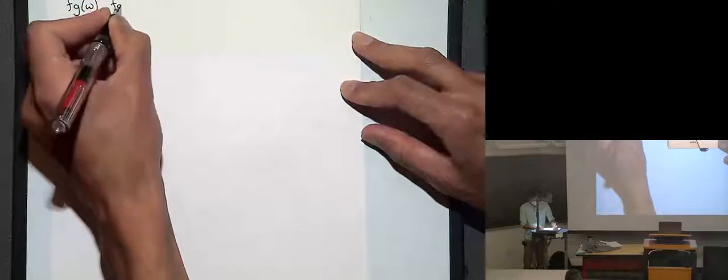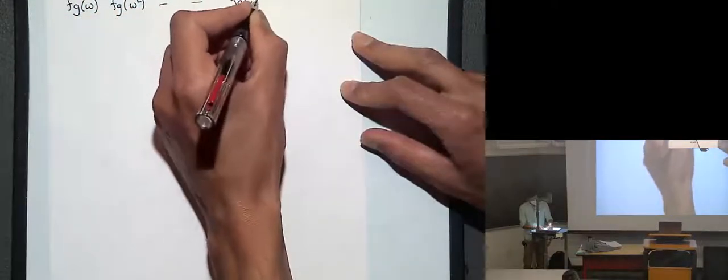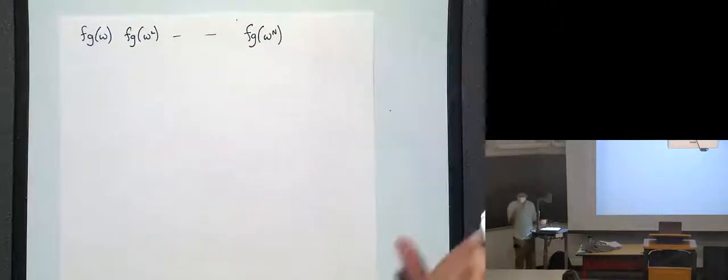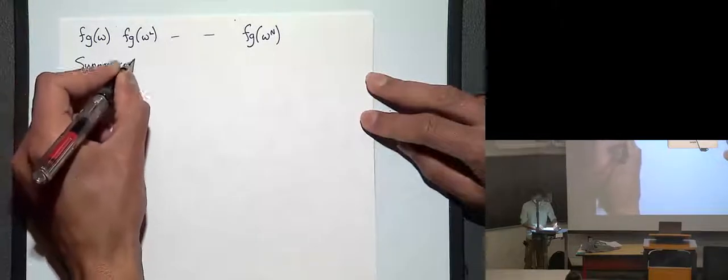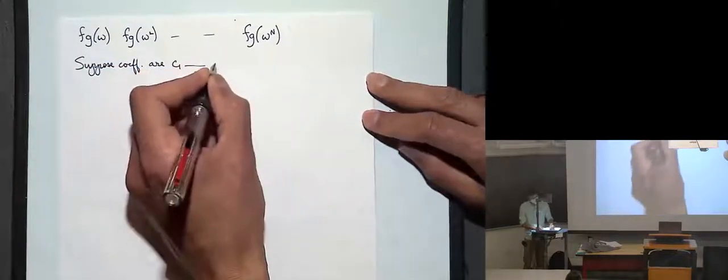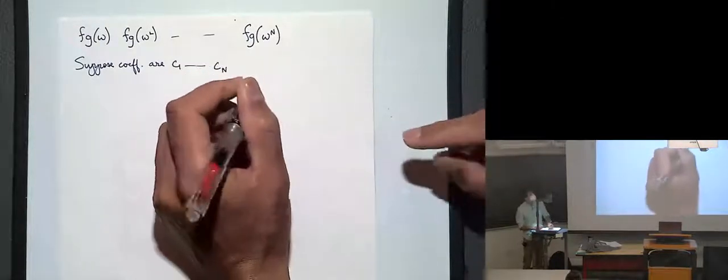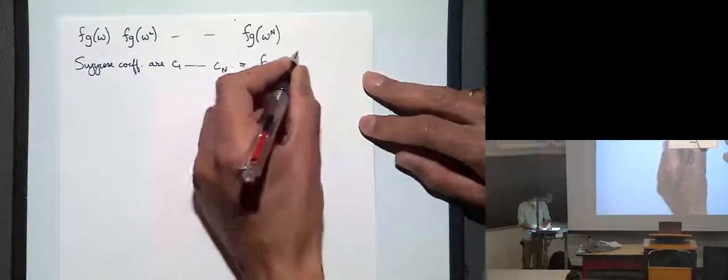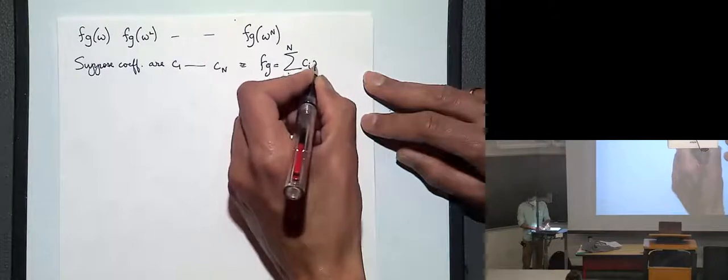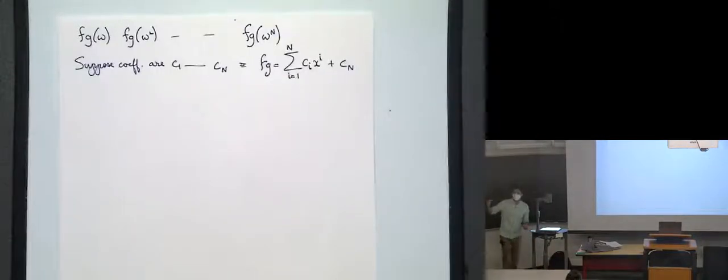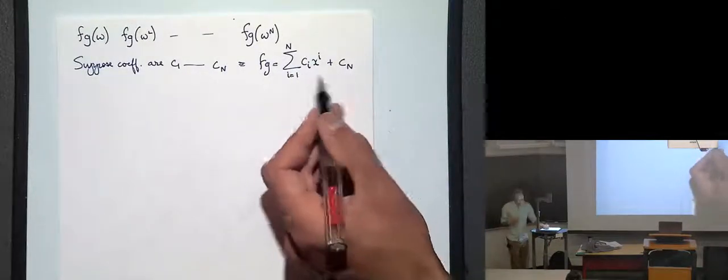Okay, so maybe just to finish up, what we did through all of this was we got these evaluations, but now we need to compute the coefficients. So suppose the coefficients are C1 to CN, capital N. What this means is that f of x is equal to the sum over i going from 1 to capital N of Ci x to the i, plus Cn, where the constant term I'm denoting by capital N. So suppose you have to solve for these coefficients now.